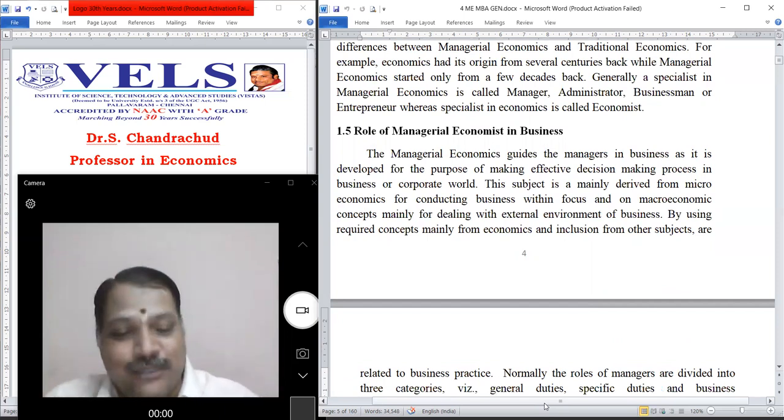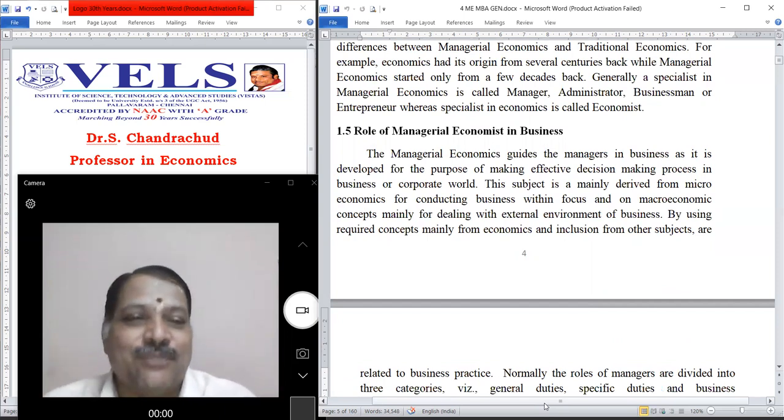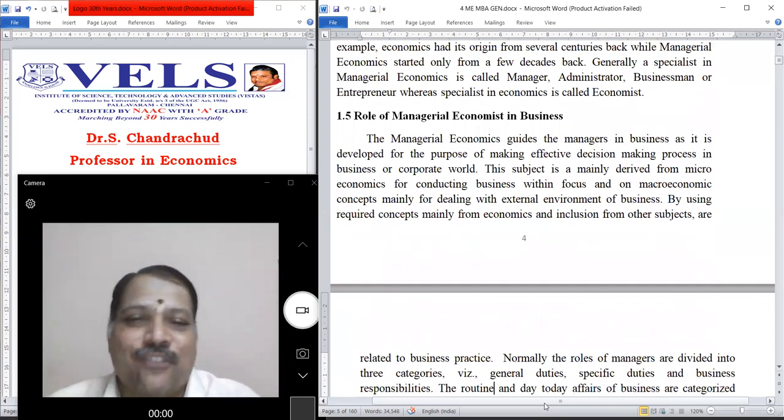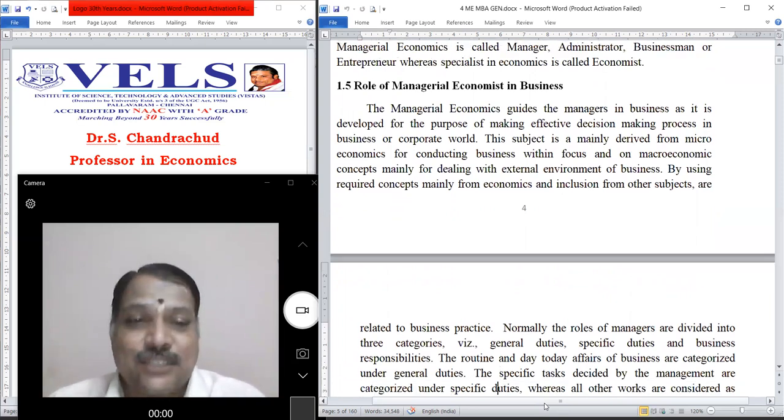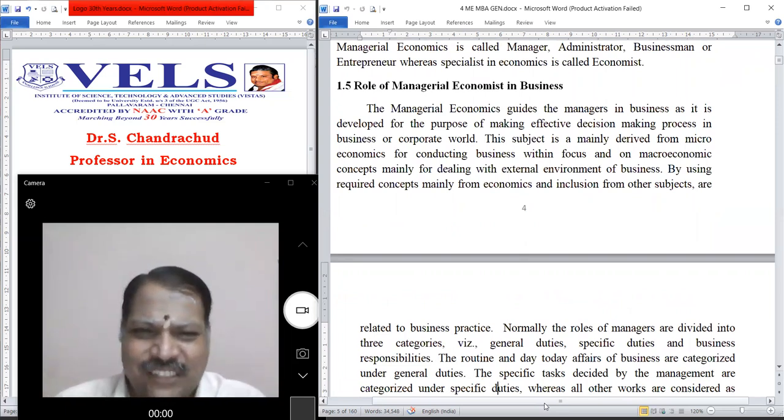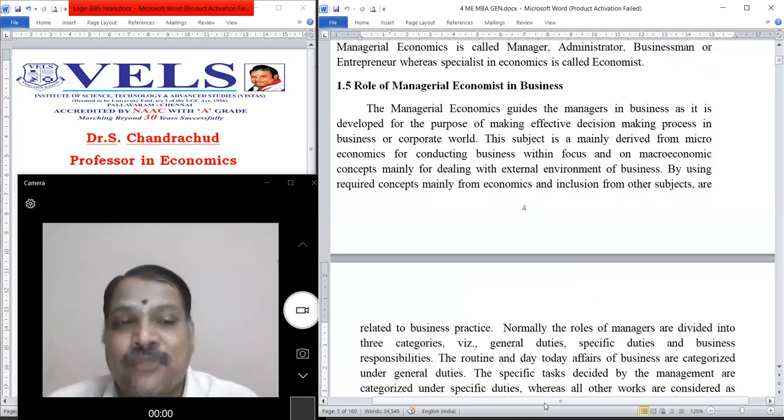Managerial economics guides the manager in business, as it is developed for the purpose of making effective decisions in the decision-making process, either in business or in any corporate world. This subject is mainly derived from microeconomics for conducting business within a focus, or a macroeconomic concept, which deals with the external environment of business.